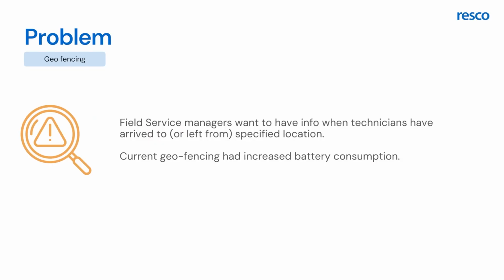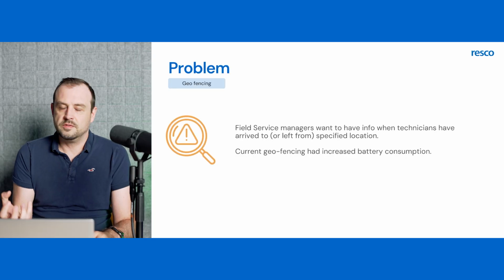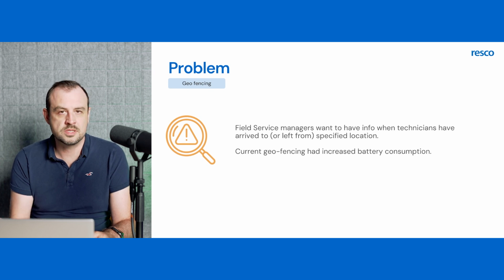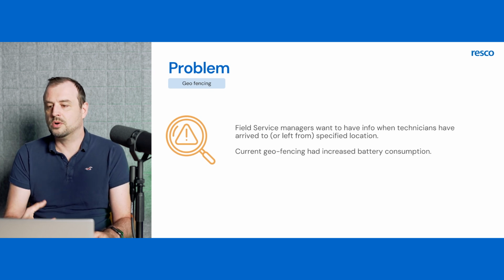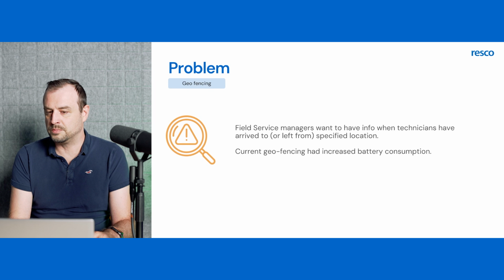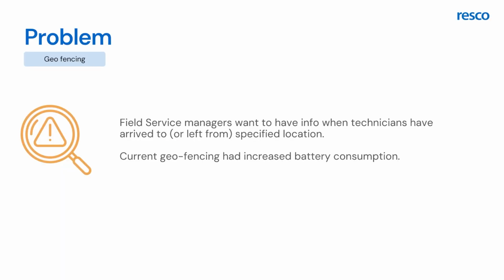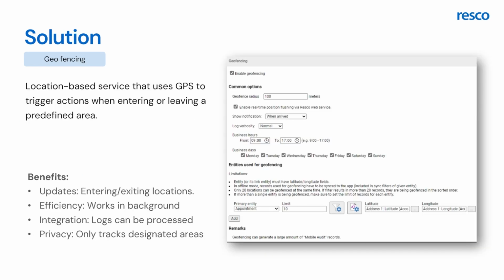In many use cases, field service managers would like to have the information where their technicians are. So if they entered any geofence location or not, so they can provide better service for their customers, or they can even trigger some work permit process or completing the work order only in a specific area being identified in a geofence.